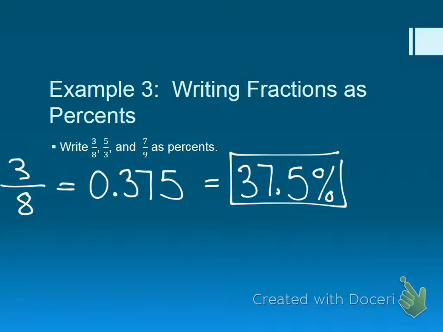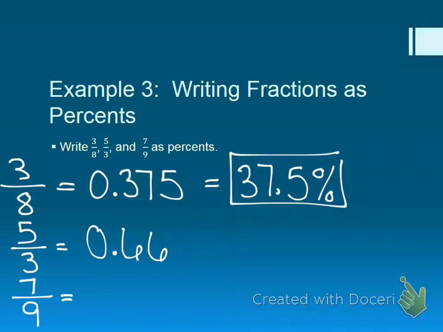All right? So now do 5/3 and 7/9 the same way. All right, so this is going to be 0.667. I'm going to round to the nearest thousandth. And then that's going to be 66.7%.